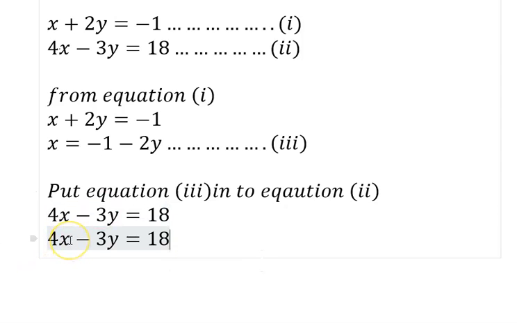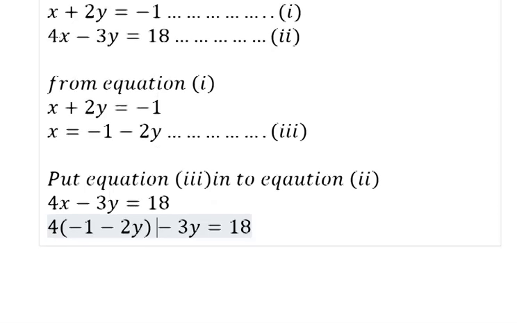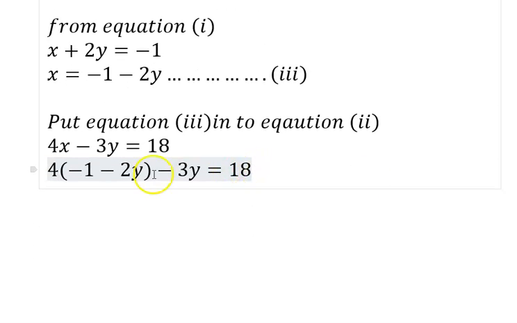So we have x here. So we replace this x with what? Minus 1 minus 2y. That's the meaning. So we have replaced our x with minus 1 minus 2y. So with that, let's open up this bracket.